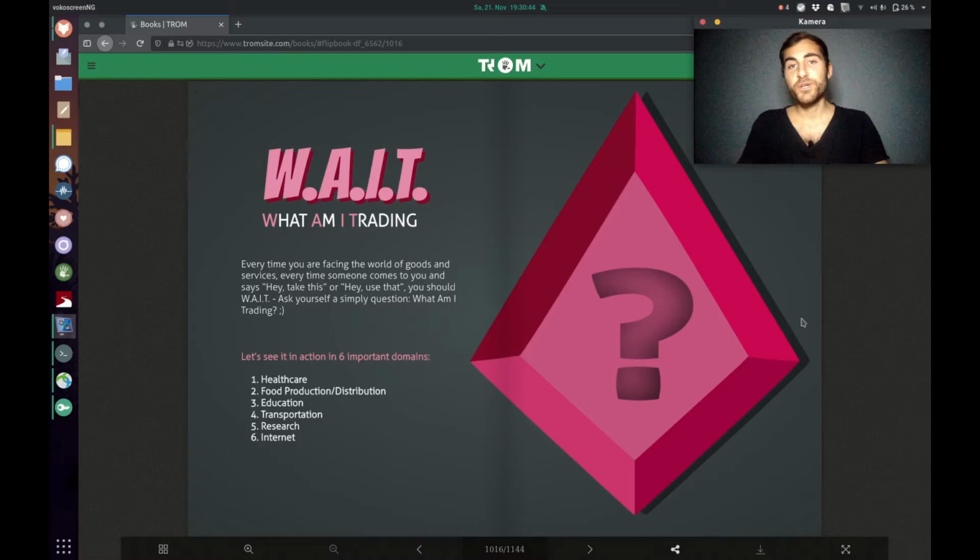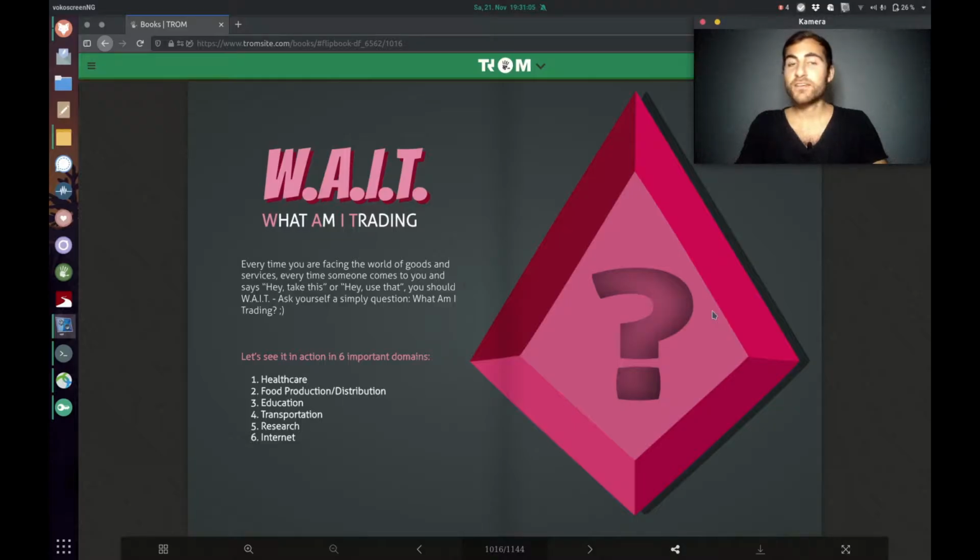So now the TROM superhero will show us two tools, and the first one is the question mark, which is about detecting the trades. So basically, every time you are facing the world of goods and services, every time someone comes to you and says, hey, take this, or hey, use that, you should wait and ask yourself the simple question, what am I trading? And I mean, this tool is so brilliant because it cuts through all the bullshit and it is also so easy to remember. So let's check it out, let's see it in action in different domains.